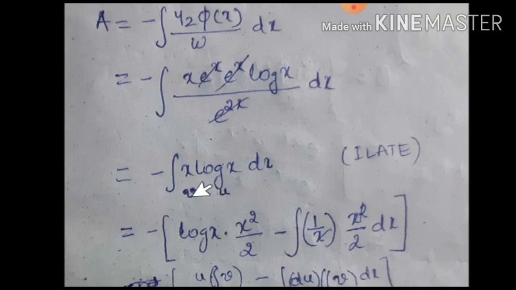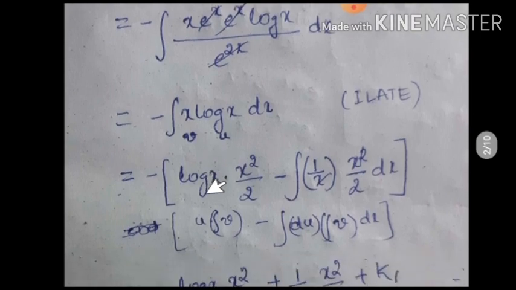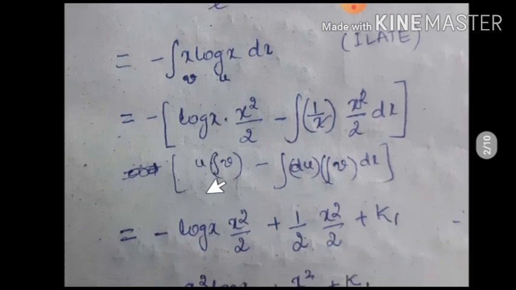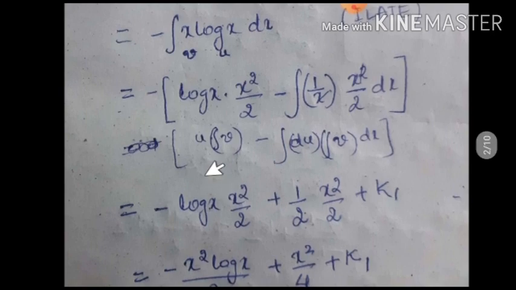So integral of u into v. What is the formula for integral of u into v? Integration by parts method. The general formula I have written: integral of u into v. So what is the formula? u stands for differentiating, v stands for integrating. So u as it is, then integral of v, minus integral of derivative of u, then integral of v. So this is the general formula for integration by parts method.